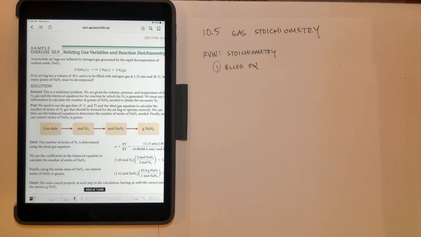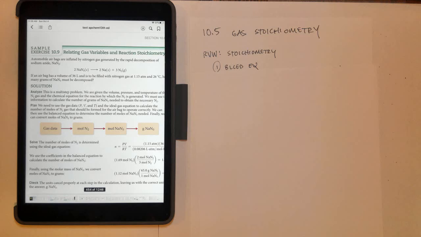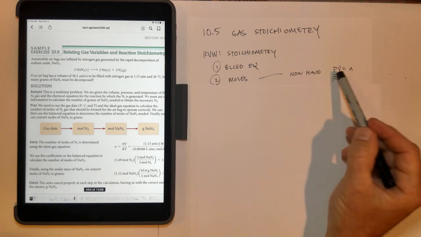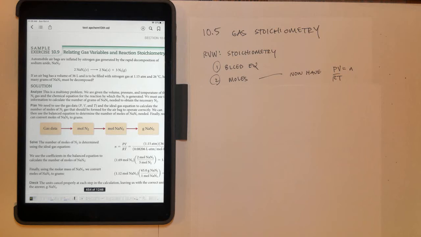First of all, you always have to have a balanced chemical equation. And in our sample problem here, you can already see a balanced chemical equation right up here that we're going to use. Second, you have to convert to moles. We now have a new way to convert to moles. We have PV equals nRT. Solve for moles. PV divided by RT is equal to moles. Sometimes you use that. Sometimes you use the periodic table.